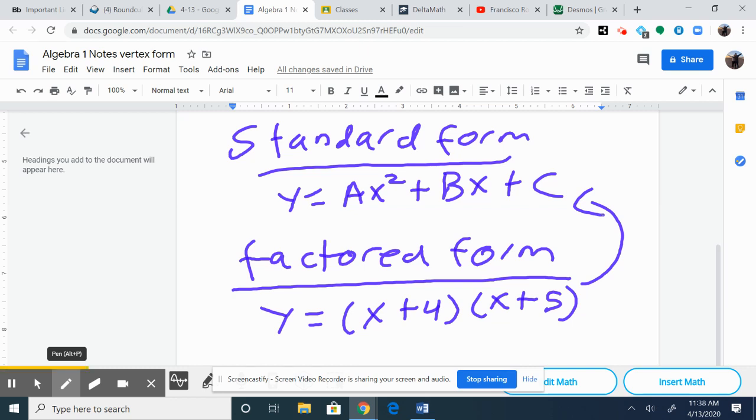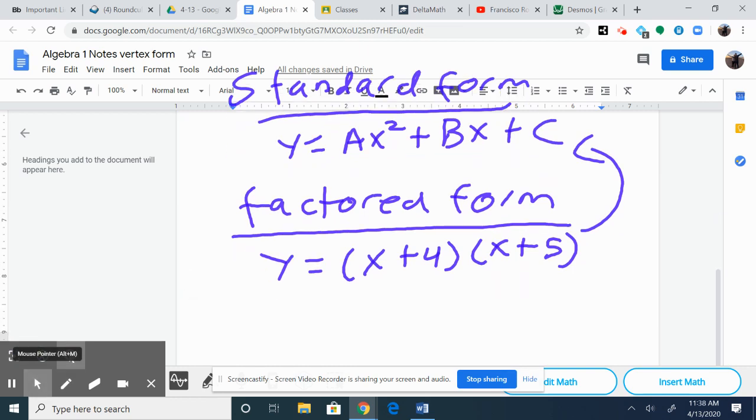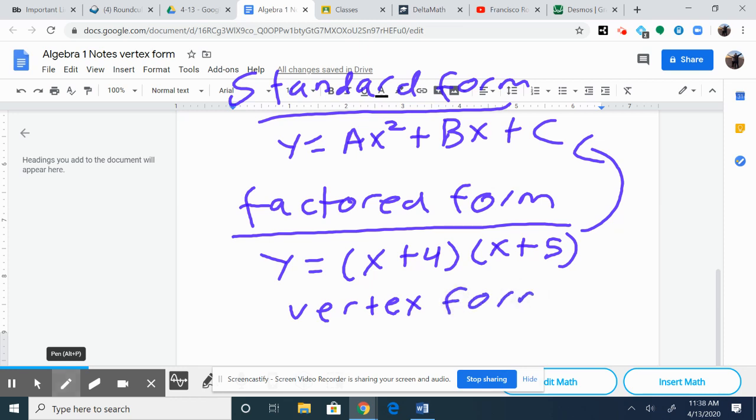Now there is one more way that we write our quadratic equations, and we call it vertex form. Now we use this mostly to help us with graphing.